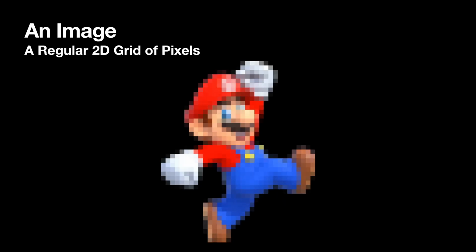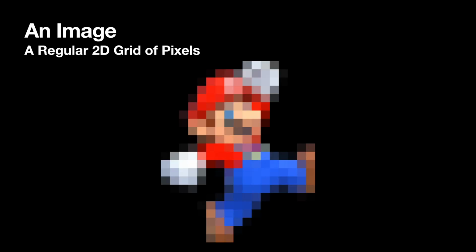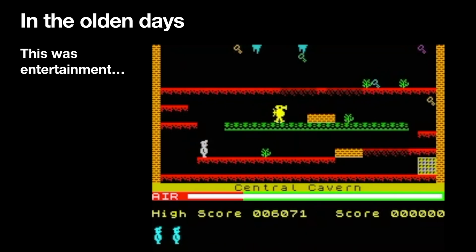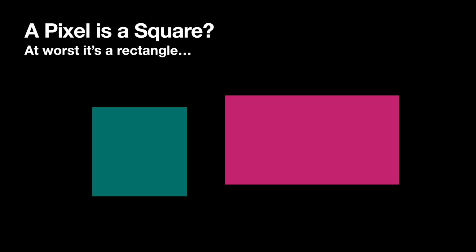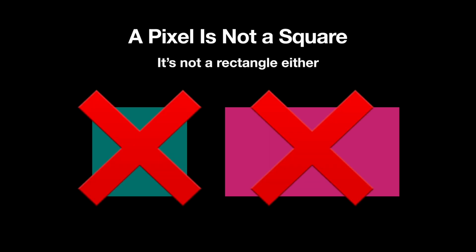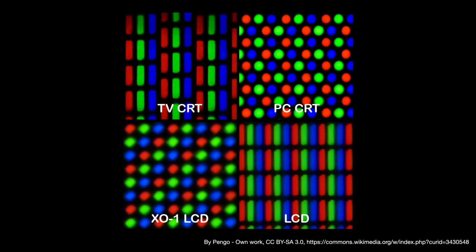So in image processing, we're generally talking about a regular two-dimensional grid of pixels, and you're probably picturing something like what is currently on the screen. It's just like in the olden days when we used to play computer games, and yes, this was what was called entertainment in those days. So the logical conclusion is that a pixel is a square, or at worst, it's a rectangle. Well, this is kind of wrong. A pixel is not a square, and it's not a rectangle either. Just look at how it ends up being displayed.